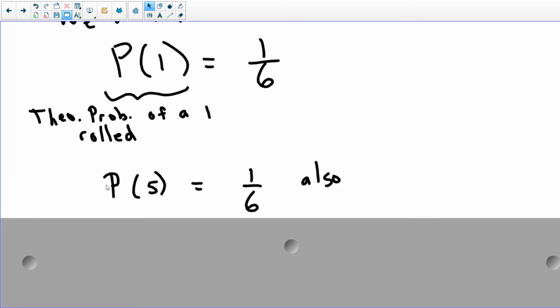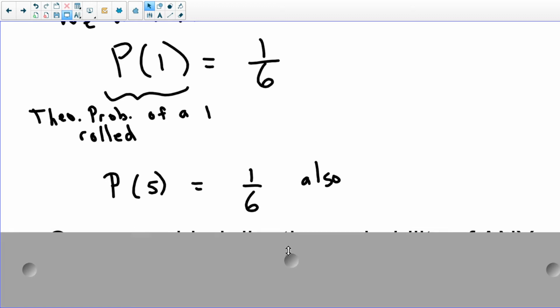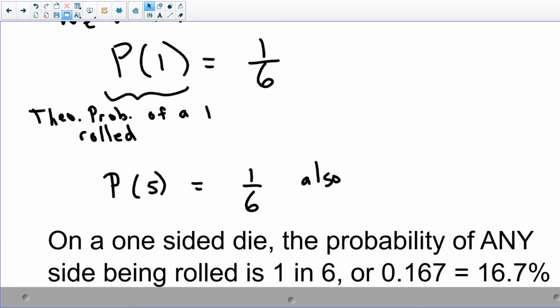The probability of rolling a 5 would also be 1 in 6. In fact, the probability of rolling any side is 1 in 6. And 1 in 6 is 1 divided by 6, which is 0.167, which is 16.7, almost 17%. So there's almost a 17% chance of rolling any of the sides. So if you said, what's the chance of rolling a 2? It is about 17%, 1 in 6.